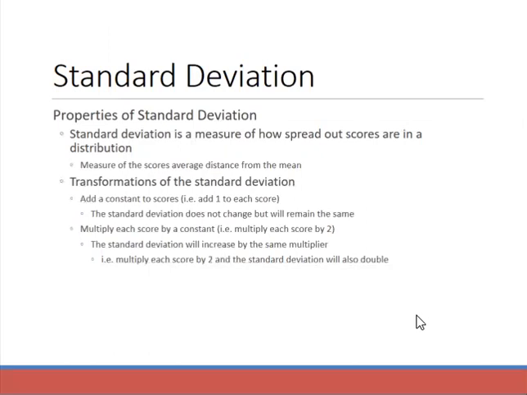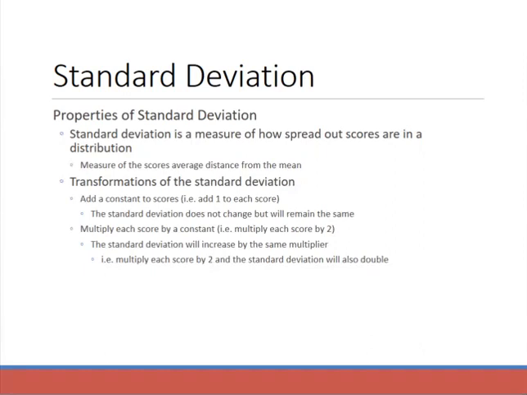So there's a few ways that we can shift scores, and we can see how they affect the standard deviation. So again, remember the standard deviation is a measure of how spread out the scores are in a distribution, the average distance from the mean. So if we were to add a constant to each of the scores, so if we added 1 to every single score we got, the mean would go up by 1, but the standard deviation would not change. Where the mean is, the center point of the distribution, does shift if you add a constant to every score, but the spread of the distribution doesn't change.